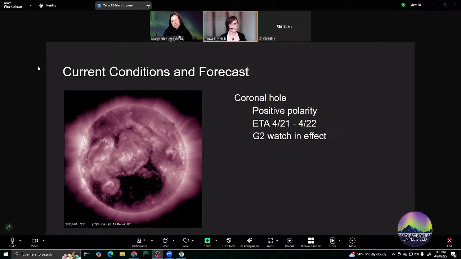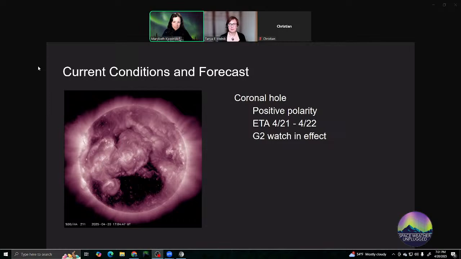So, that's still fairly sizable. Yeah, it's not quite as big as it was last cycle, but it's still sizable, and it's a positive polarity hole. So we have that seasonality effect, the Russell-McPherron effect. However, as these months roll on, that's gonna become less and less of a thing. SWPC did put a G2 watch in effect for this. Actually, I think it's been updated for Tuesday and Wednesday now. And again, like we were talking about earlier, sure, this might have more.